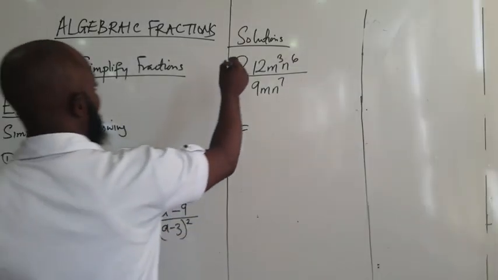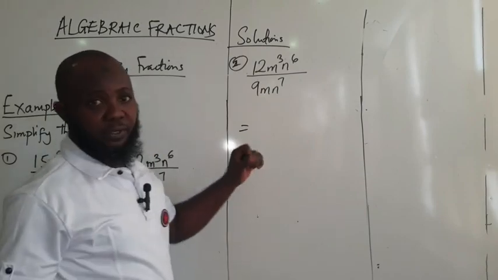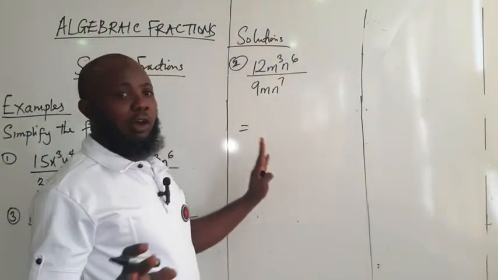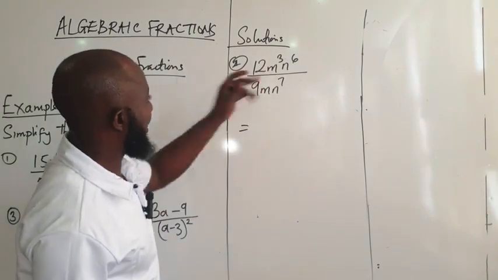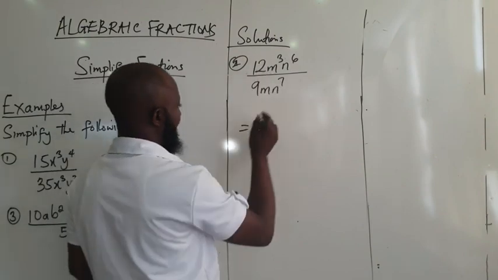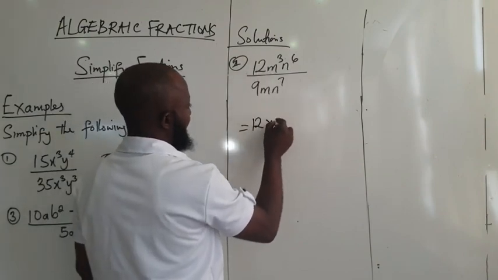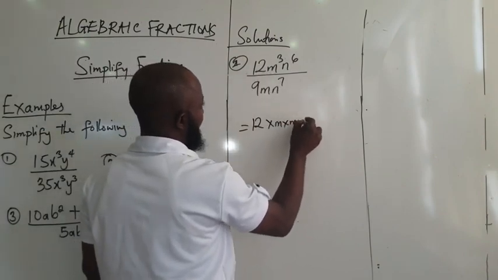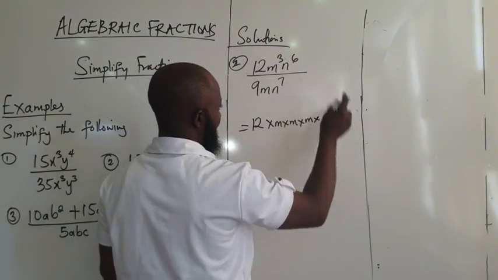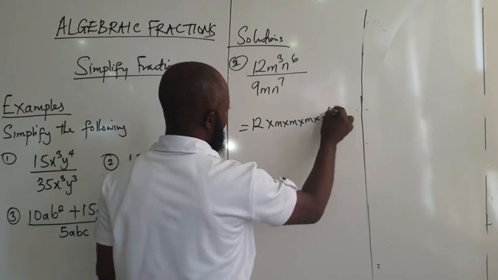Question number 2, we have this. I'm not going to use the 3 methods here, so I can pick any method of my choice to solve this. Let's look at this. I want to use the second method, so that means I'm going to open everything. That will be 12 times m times n times n times n, then m times n, so n raised to the power 6.